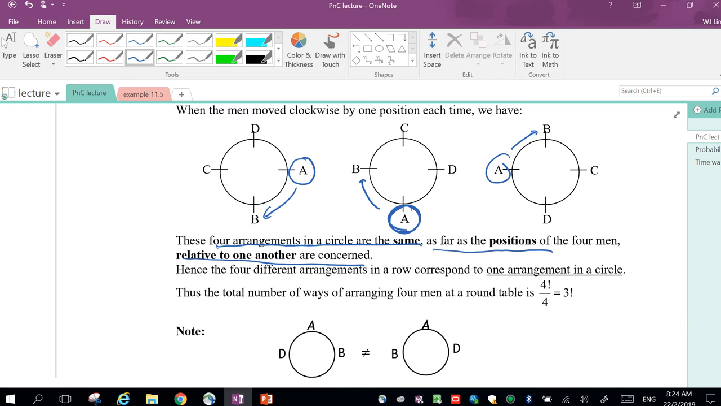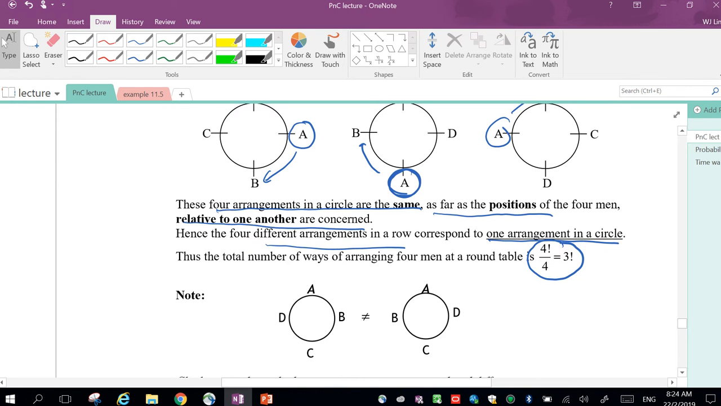So now these 4 different arrangements in the row correspond to one arrangement in the circle. So therefore it's 4 factorial over 4. You treat them like in a row, then after that we divide by 4 because every 4 combined to be 1, right? So 4 factorial over 4 is 3 factorial. Clear about that?